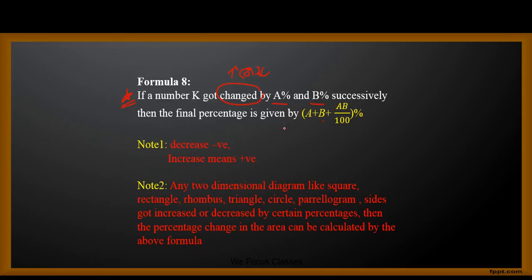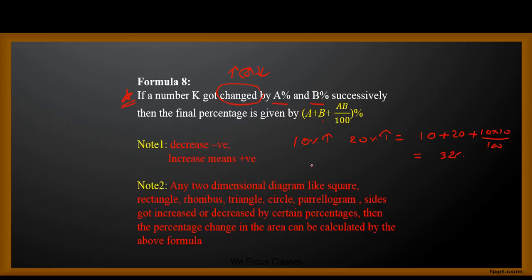Now here the important note is, whenever there is an increase, suppose A is increase, I have to take A as positive. If B is decrease, I have to take B as negative. Increase means take positive, decrease means take negative. For example, 10% increase followed by 20% increase. What value will come? Overall percentage change will be 10 plus 20 plus 10 into 20 by 100. That is nothing but 32%.